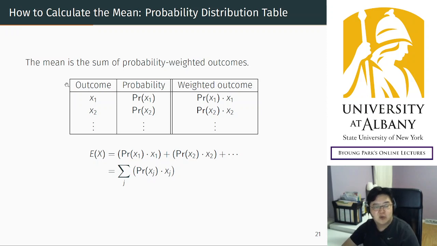And based on that definition, if you want to calculate the mean using a probability distribution table, what you have to do is to multiply the outcome by its probability, and make another column that contains probability weighted outcomes. And then after calculating the probability weighted outcomes, sum all of them to get the mean. That's how you calculate the mean, right?